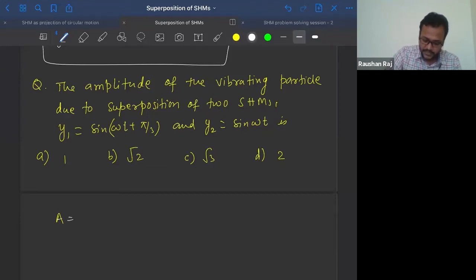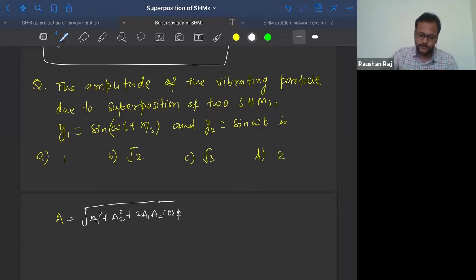That A will be written as square root of A1 square plus A2 square plus 2 A1 A2 cos of phi. Now in this question, what is the value of phi? Omega t plus phi, right? Plus pi by 3. So I will consider this as A1.